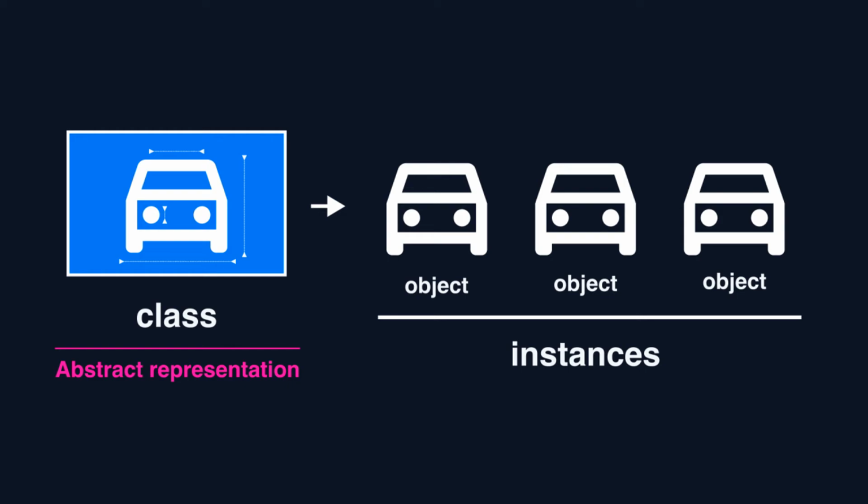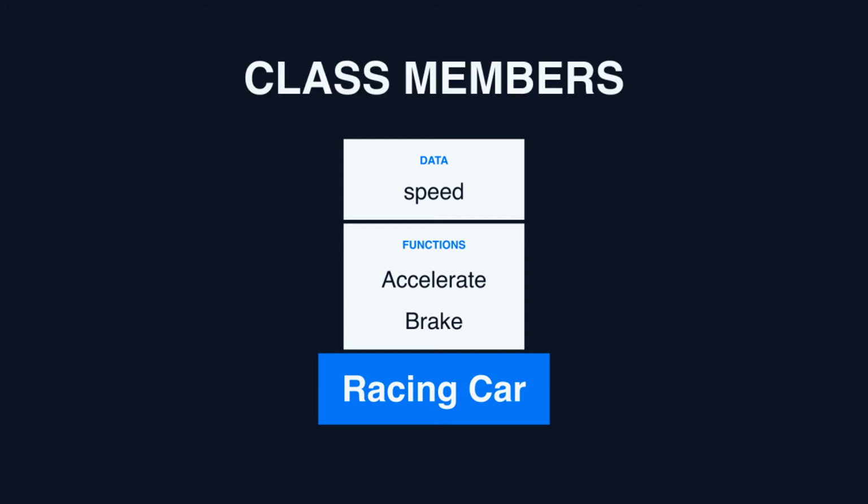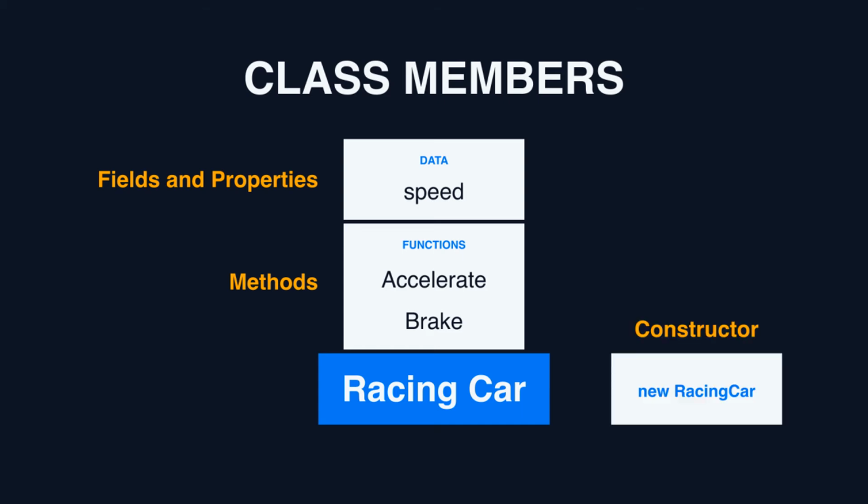For example, imagine we are creating a very simple racing game. We could create a car class with a speed attribute and behaviors to increase or decrease that speed. If we don't need anything else, we don't declare it. We call class members to the representations of the class data and behaviors. The fields and properties represent the class data. The methods represent the class behaviors, and the constructors create the class instances.